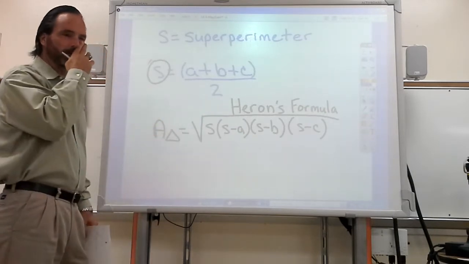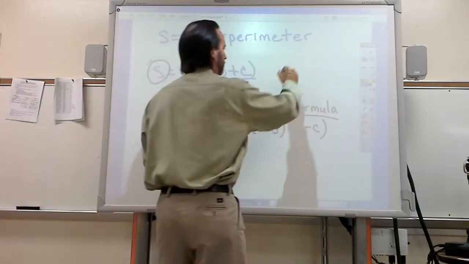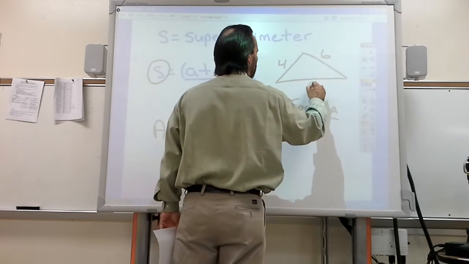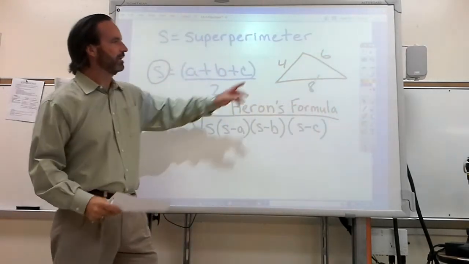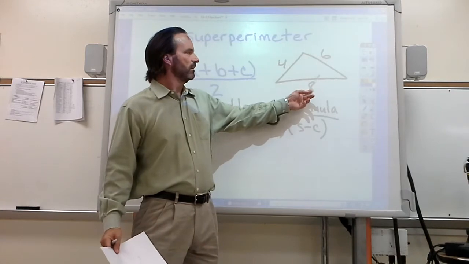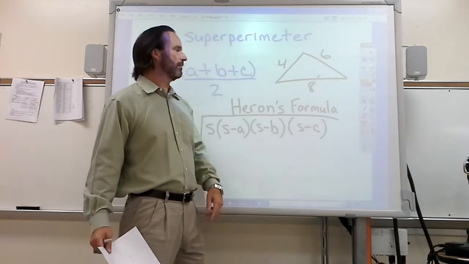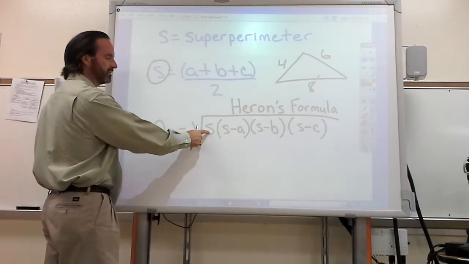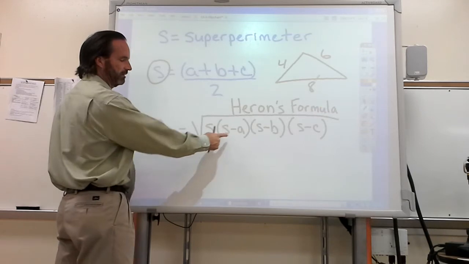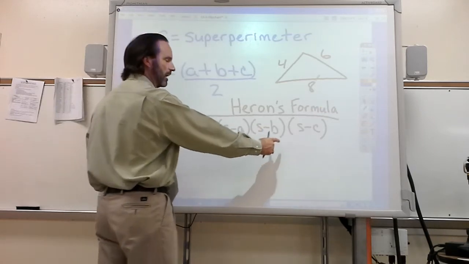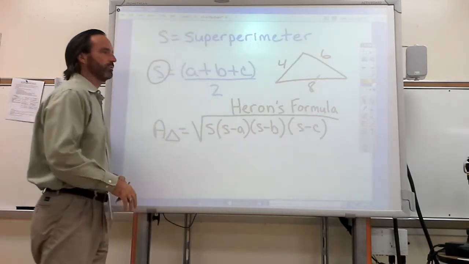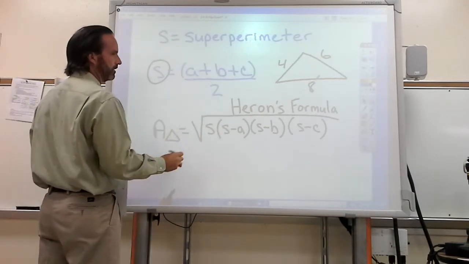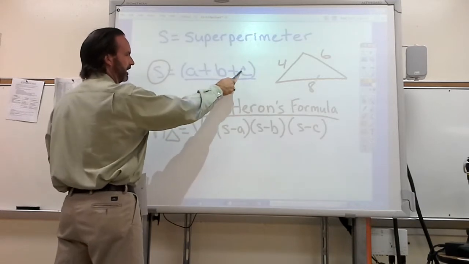And now, this is pretty neat. The area of a triangle, let's say you've got a 4, 6, 8 triangle. My super perimeter would be 4 plus 6 plus 8, that's 18 divided by 2 is 9. So S would be 9, and then we just plug it in here. It's S times S minus A times S minus B times S minus C, and that's all under the square root.